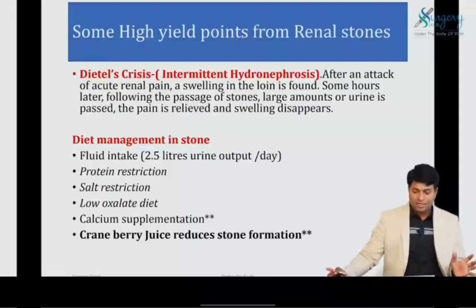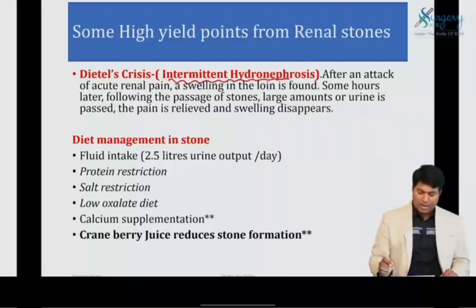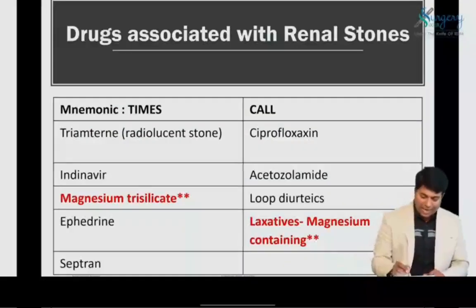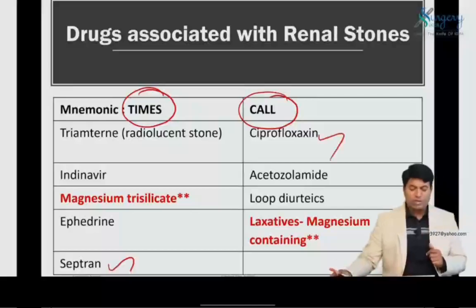Please don't forget, it is also known as intermittent hydronephrosis, and we have to advise them cranberry juice, which reduces stone formation. Please advise them cranberry juice. And what are the drugs I told you? Triamterene. And what are the antibiotics? Ceftriaxone and ciprofloxacin are the two antibiotics which can cause stones.